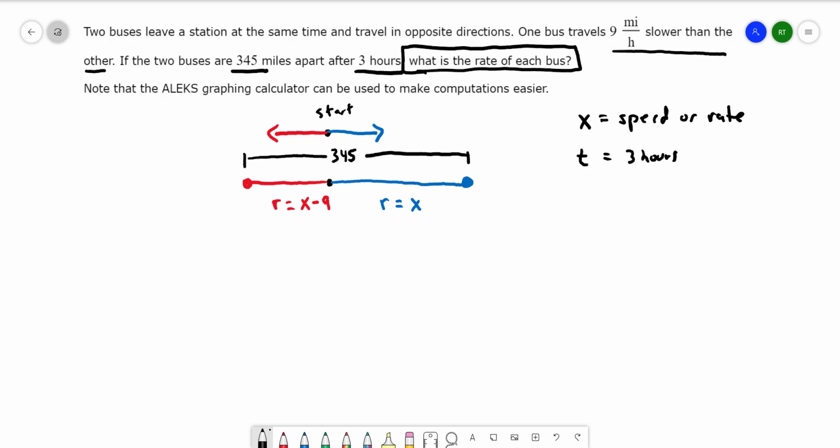If you notice, I put x equals the speed or the rate here. So that's going to be my unknown. We're going to try to find x. What is the unknown in this case? We don't know it yet, but we are going to find that rate.